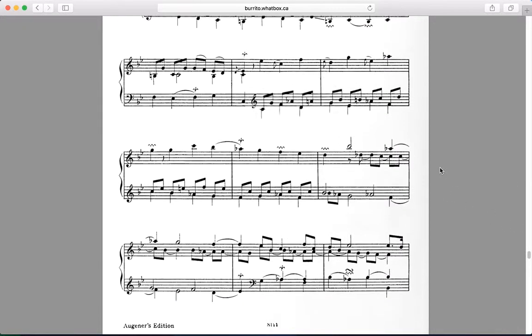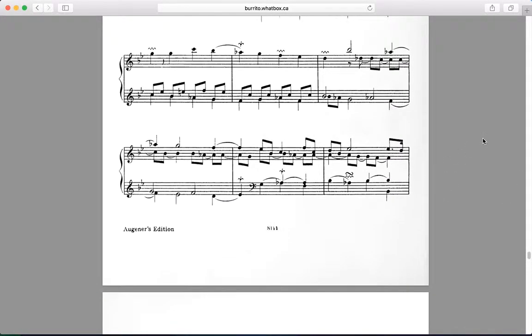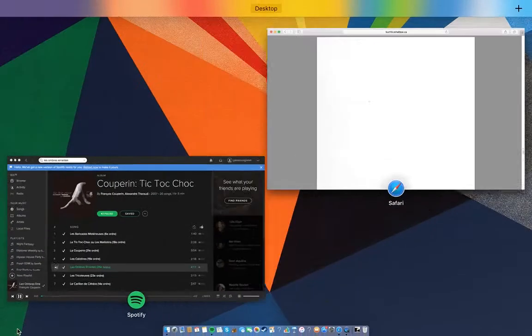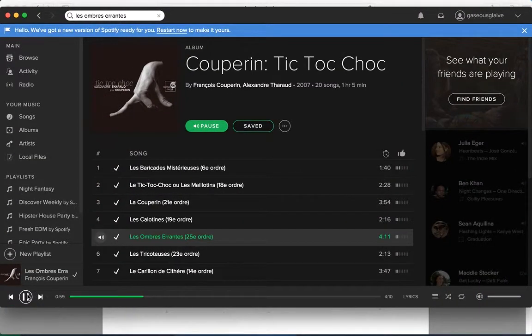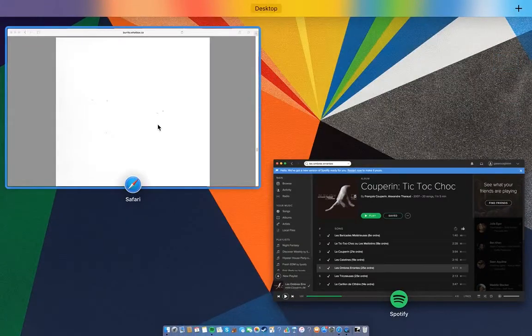So the part coming up is what we're going to be looking at. So we'll call it good there.